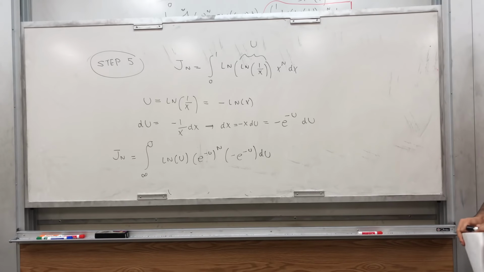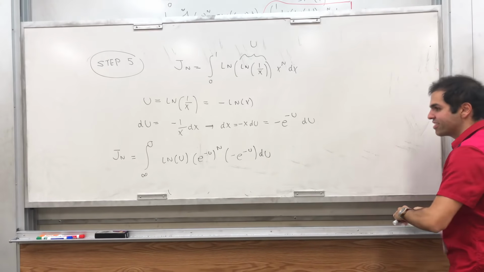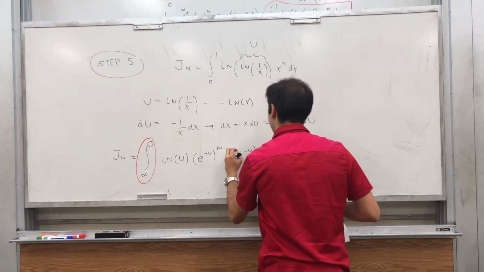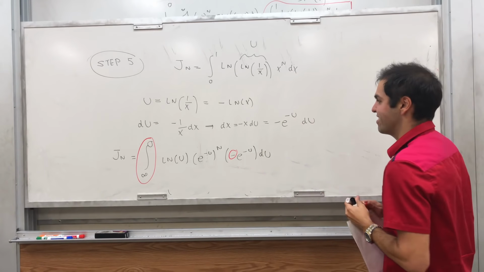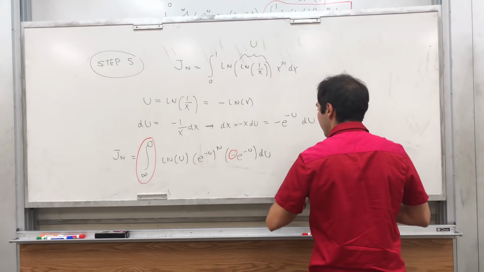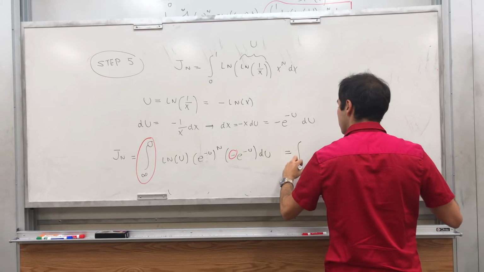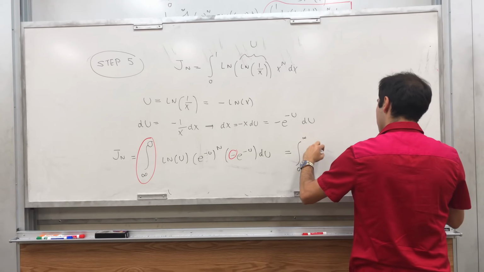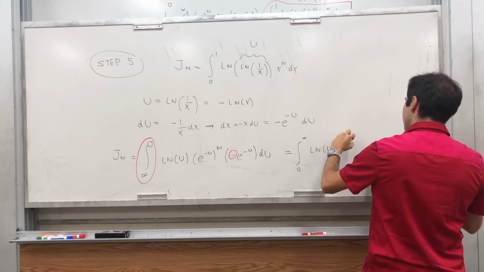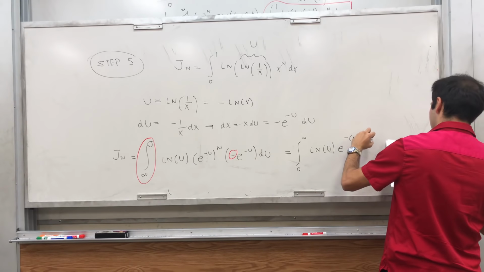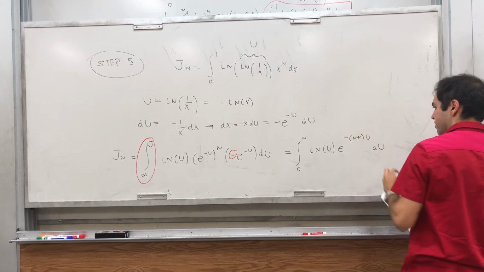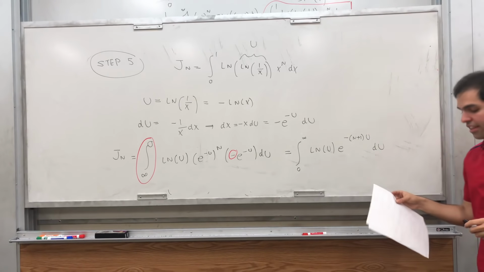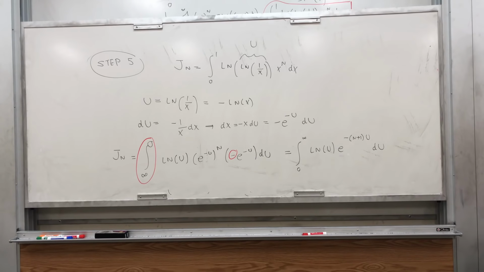And this minus, usually it's bad, but here it's good, because the integral is in the wrong order, but this minus precisely fixes it. And we are left with a nice integral, the integral from 0 to infinity of ln of u, e^(-(n+1)u), and then du. Which I think looks kind of nicer than that, but still not nice enough.